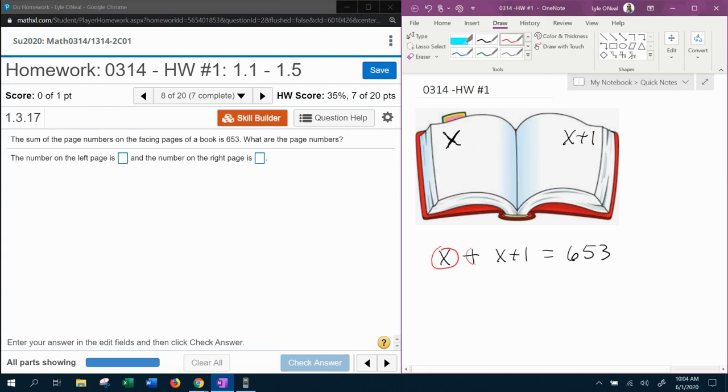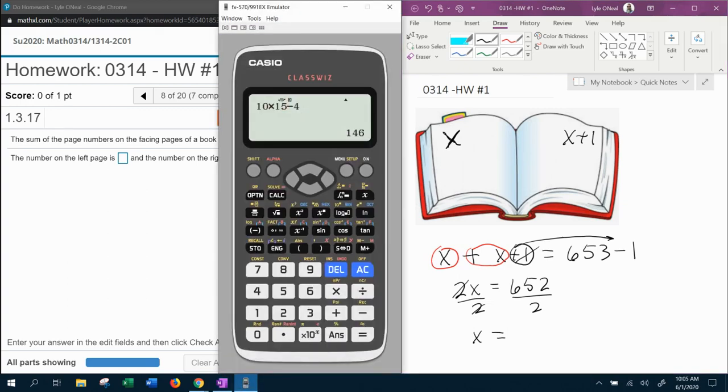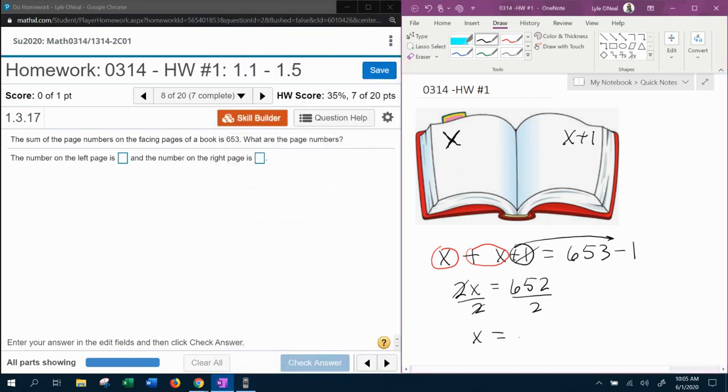So let's combine like terms. X plus x, that's going to give me 2x. The plus 1 is going to want to move over, which is going to make that minus 1. 653 minus 1, that's going to be 652. And then if I divide both sides by 2, I'm going to get the first page of this open book. And again, just to make sure I get that right, I'm going to pull up my handy dandy calculator. 652 divided by 2, 326.